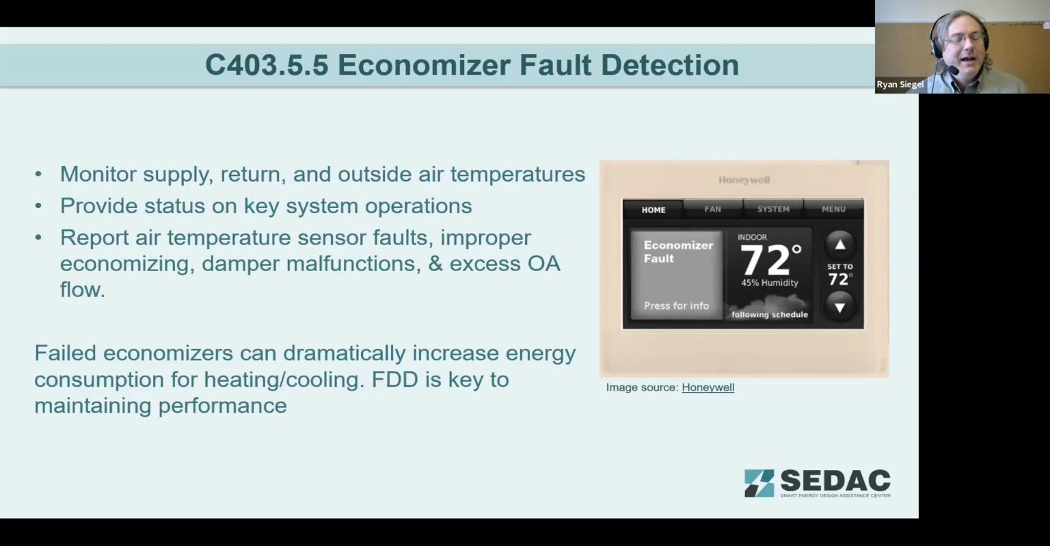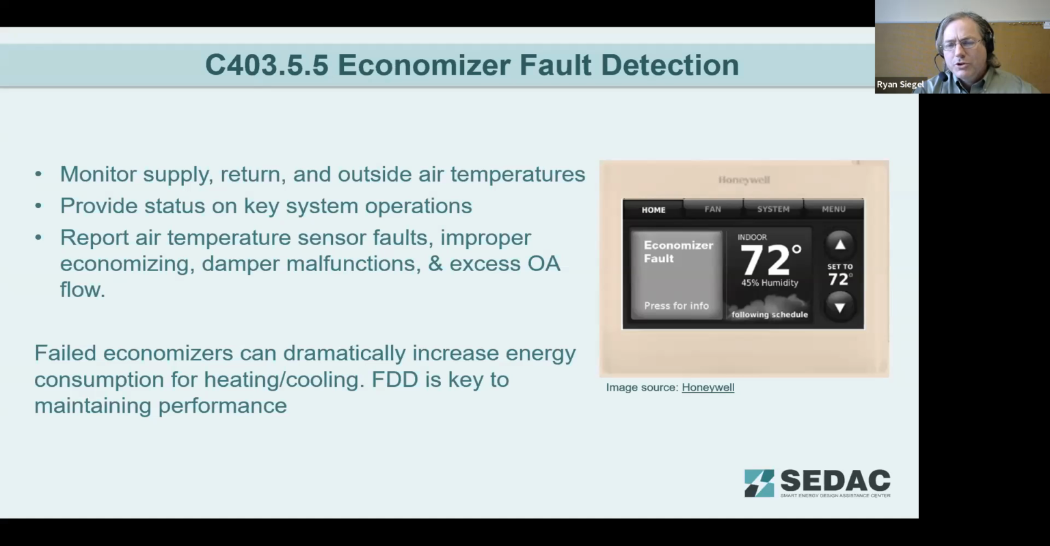Once they identified, hey, we got an economizer that's not working correctly, they went in, turned the economizer off, and we dropped from 450 tons of cooling down to 150 tons. So that one sensor going bad was 300 tons of cooling that were getting consumed unnecessarily. So that really kind of shows how dramatic this can be.